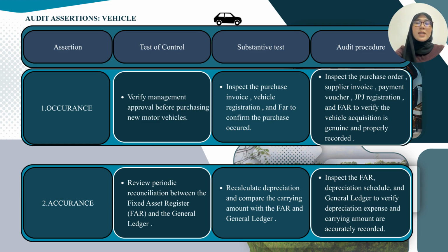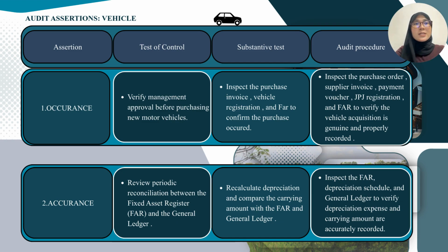So, on this slide I will explain about auditing for vehicles. We have test of control, substantive test and audit procedure. The first one is occurrence. Verify management approval before purchasing new motor vehicles. Inspect the purchase invoice, vehicle registration and FAR to confirm the purchase occurred.